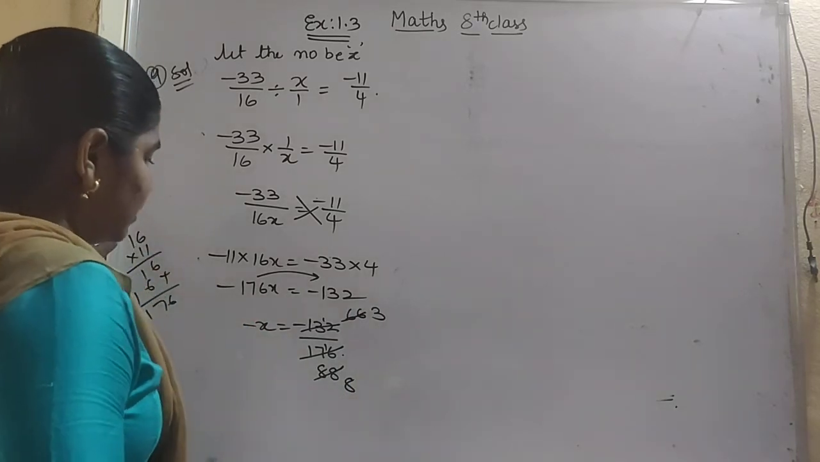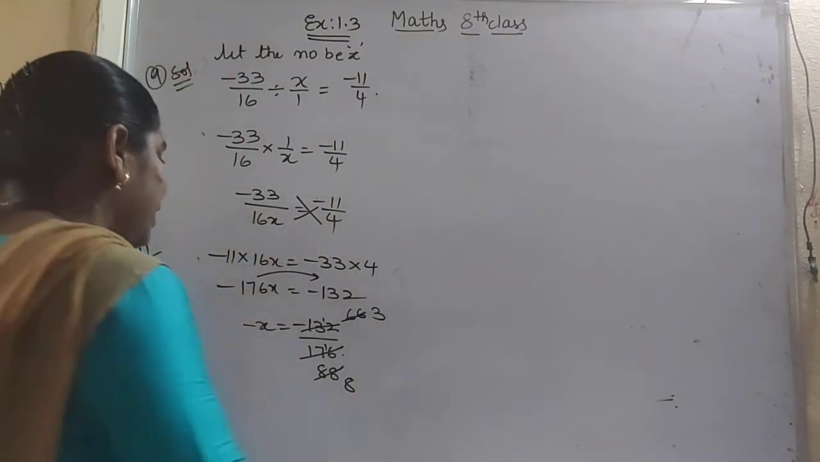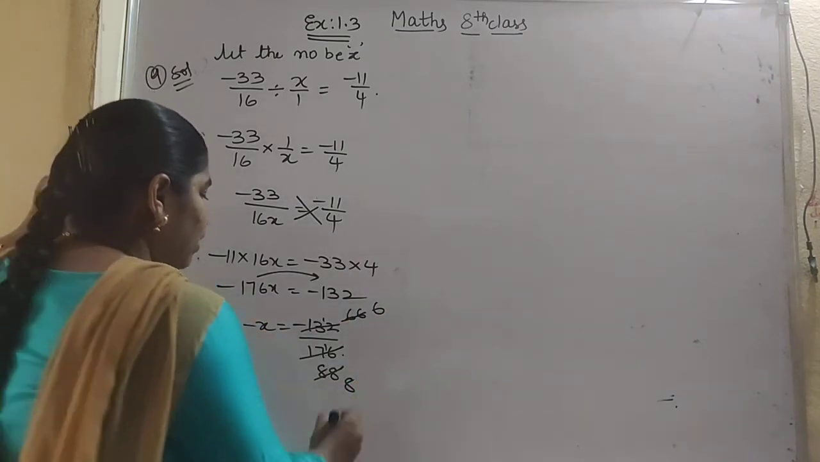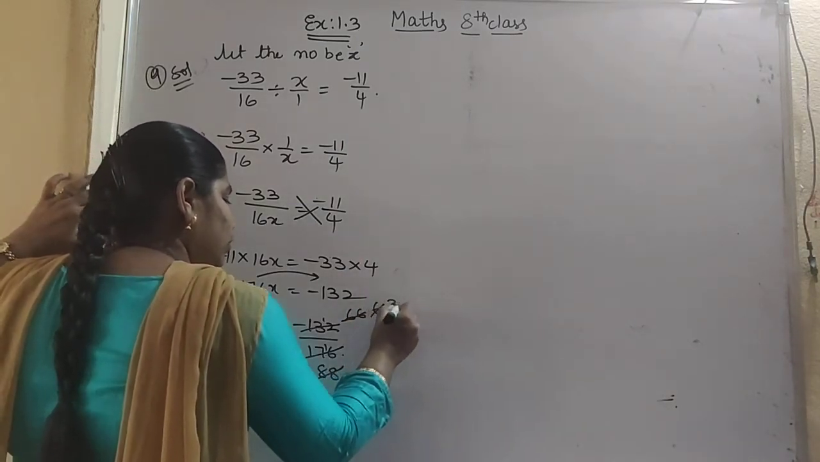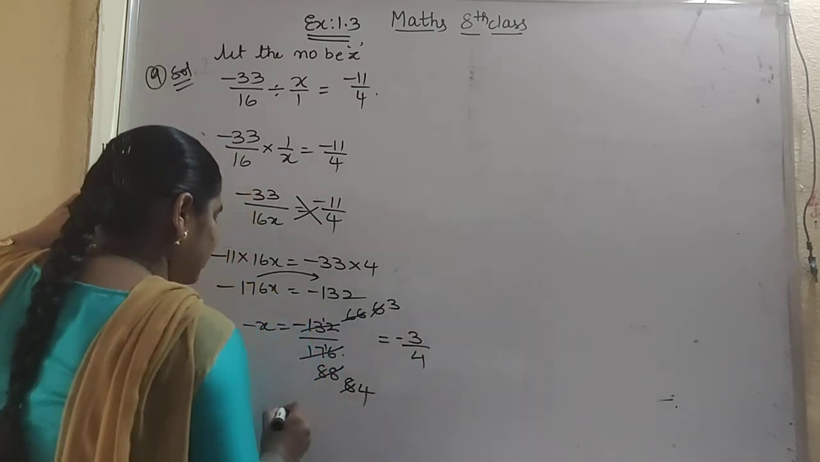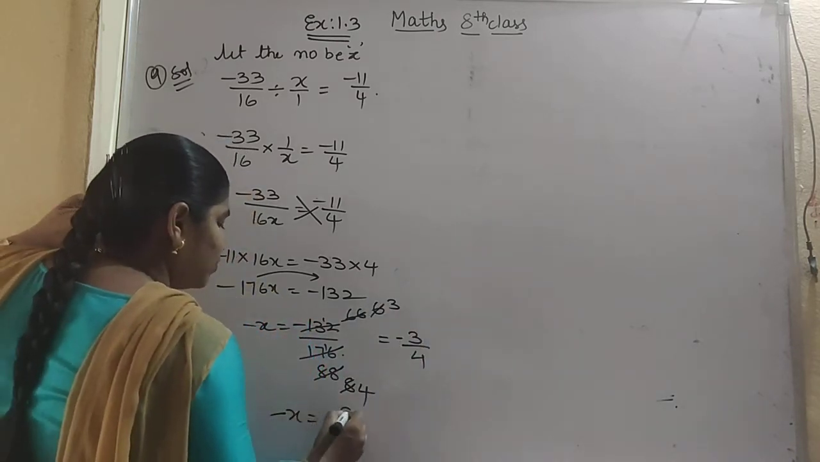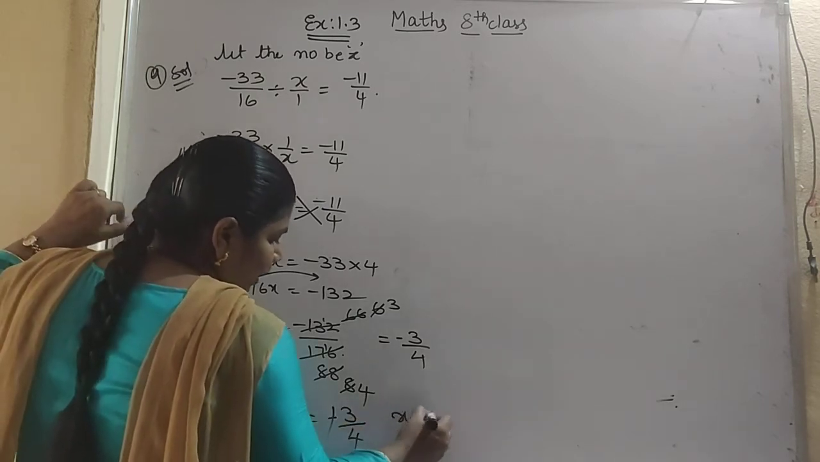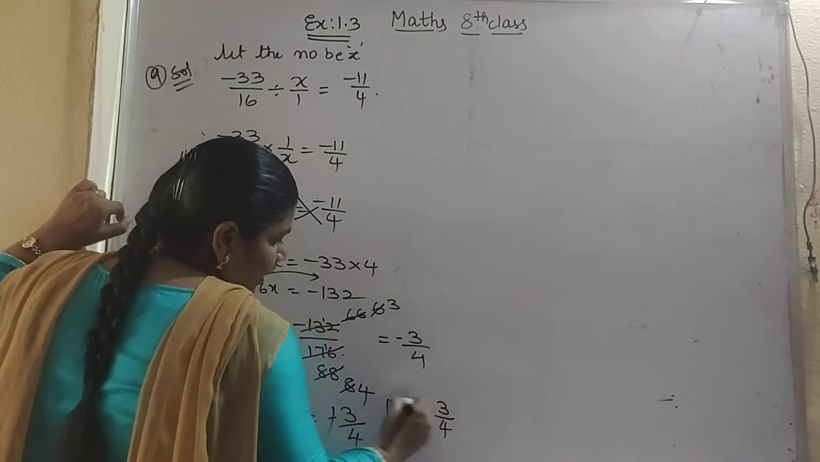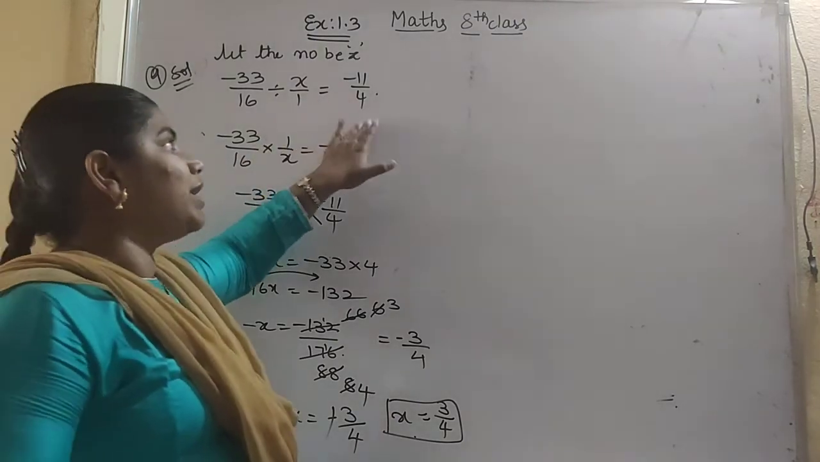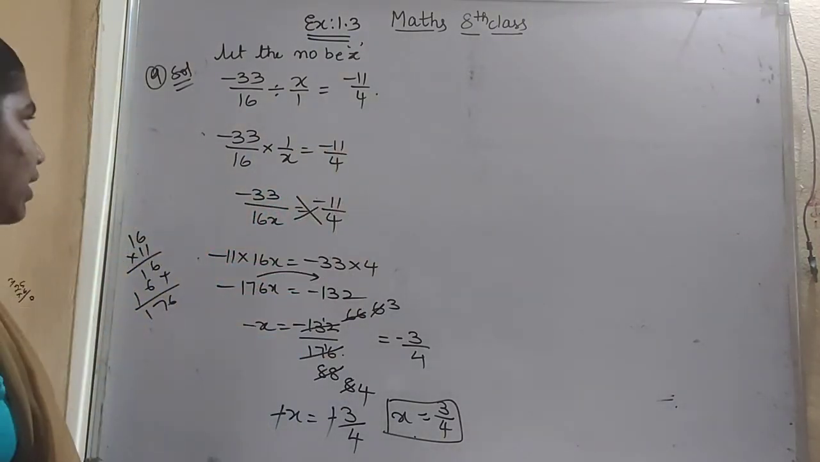So what is the answer? Sorry, 11 sixes are. And here we can cancel in the 2 table: 2 fours are, 2 threes are. So what is the answer here? 3 by 4. That means minus x you got as minus 3 by 4. Minus minus will get cancelled. The x value is 3 by 4. So this is the value with which we have to divide minus 33 by 16 to get the result as minus 11 by 4.